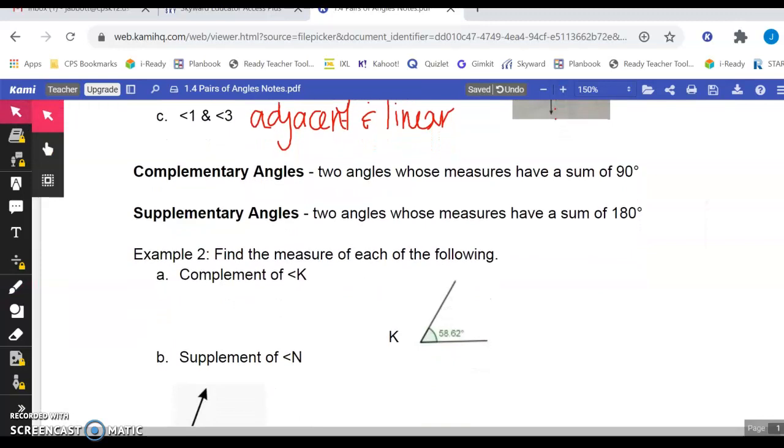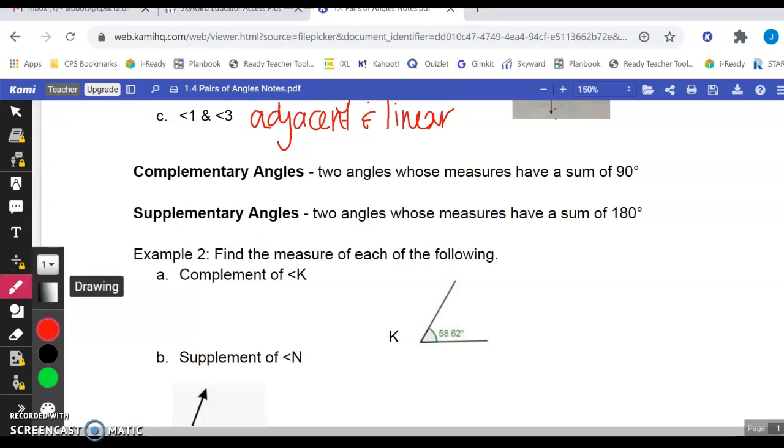And then two more vocab words. Complementary angles are two angles whose measures have a sum of 90 degrees, which means they add up to be 90. And supplementary angles are two angles whose measures have a sum of 180. So complementary angles add together to be a right angle, supplementary angles add together to be a straight line.